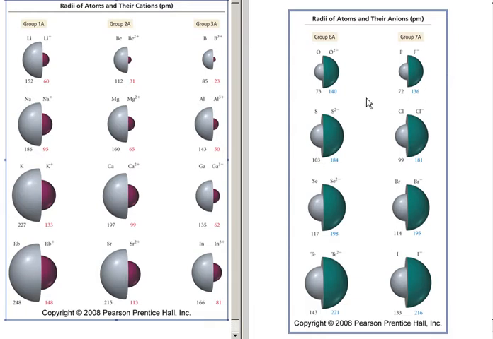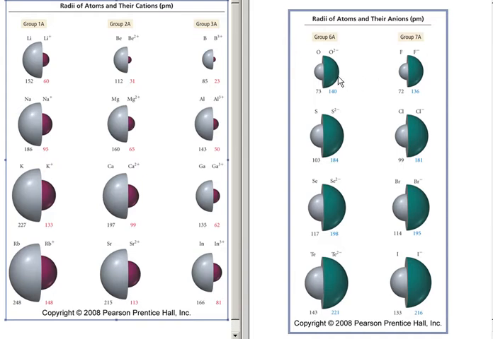I do want to point out to you, however, that there are two things actually: the increasing effective nuclear charge, but if you look at O²⁻ for instance, and F⁻, they both have the same number of electrons, but fluorine has more protons. Fluorine has more protons pulling on the same number of electrons, so it pulls the electron cloud in a little bit more, making the radius a little bit smaller.